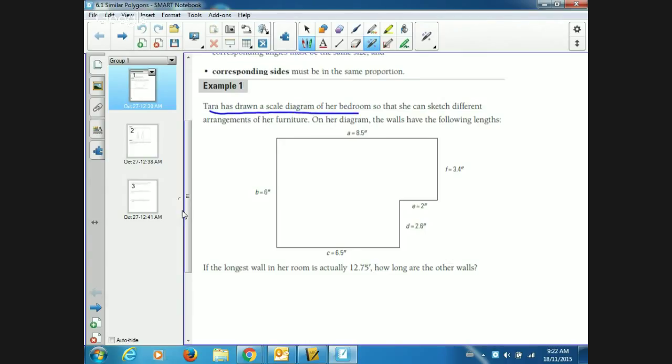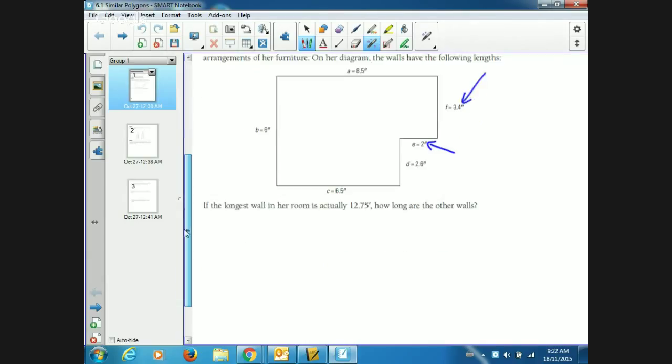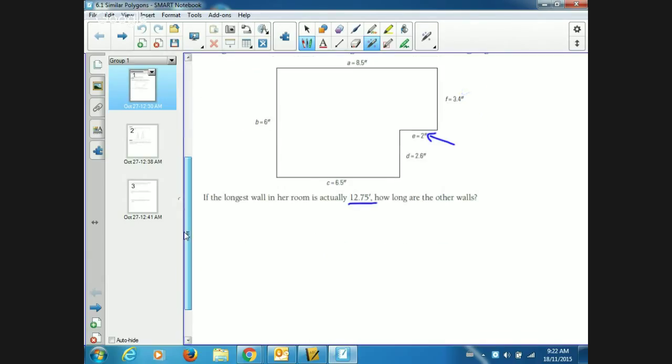So here, Tara's drawn a scale diagram of the bedroom so she can sketch different arrangements of furniture. On her diagram, the walls have all these lengths. Double tick marks means inches: 3.4 inches, 2 inches, etc. The longest wall in her real room is actually 12.75 feet. How long are the other walls?